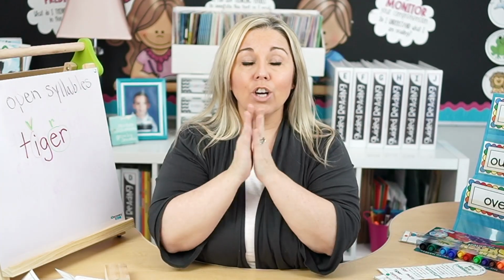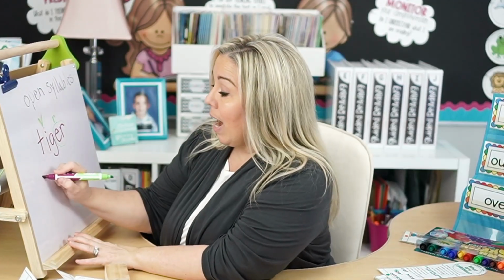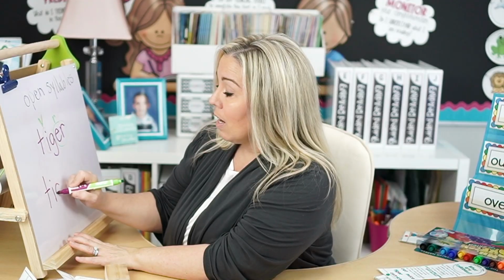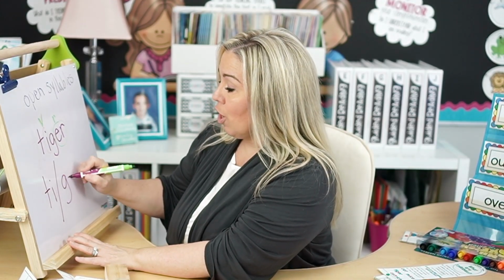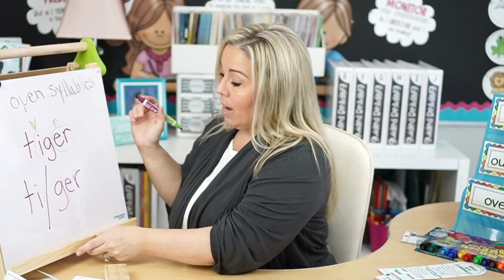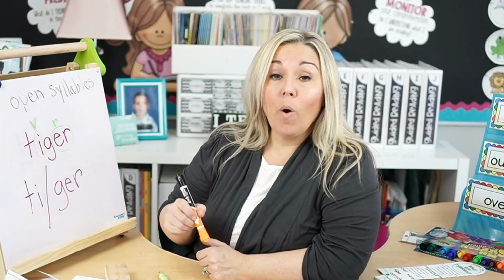Tiger. Do it again. Tiger. Do it again. Tiger. And now I'll write it that way. Ti/ger. And I'll say to them, okay, we have tiger. So now where is the vowel in this first syllable right here?